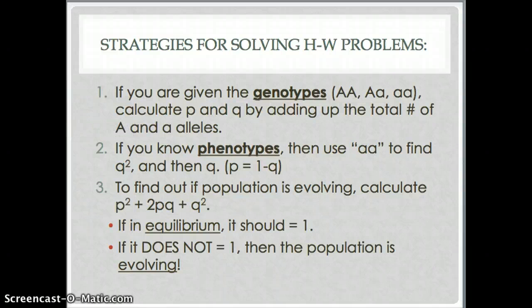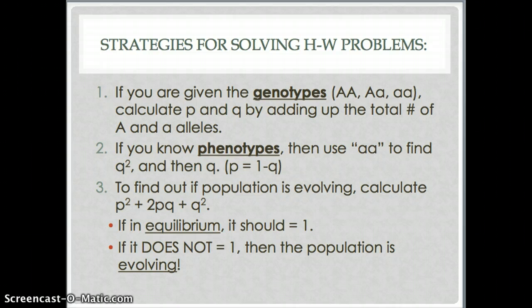So the strategy for solving Hardy-Weinberg problems is the following. One, if you're given the genotype, the capital A, lowercase a, lowercase a, we can calculate the P and Q by adding up the total number of capital A and total number of lowercase a alleles. So if you're given genotype, you can just find P and Q by adding up all the A and a alleles. One's capital, the other's lowercase.